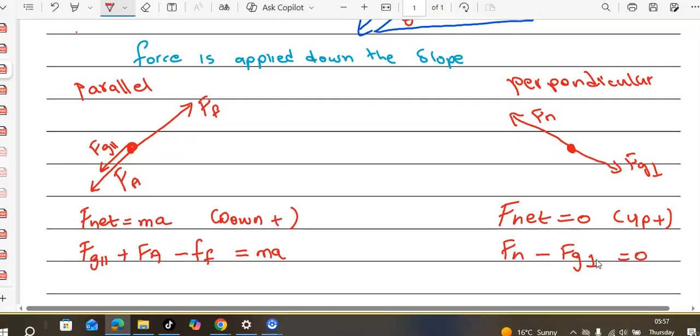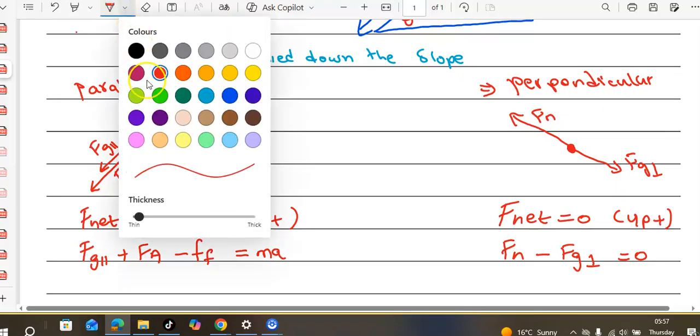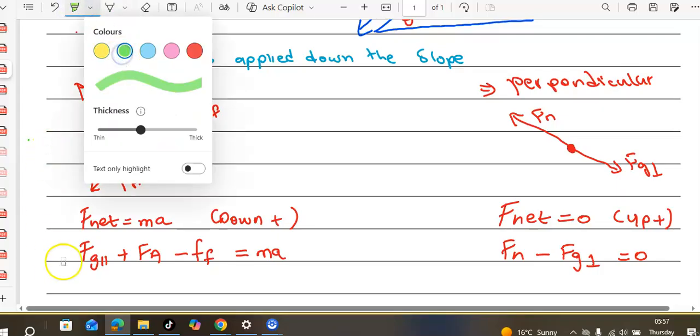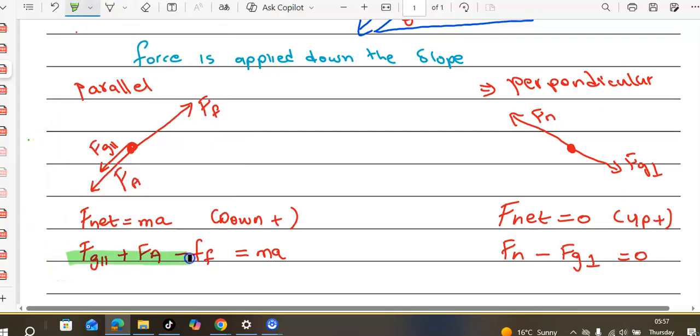So this is the formula that we're going to use for perpendicular forces, and this will be the formula that we're going to use for horizontal forces. So I think it's best if we highlight these formulas. Let's highlight them like this, because when we do examples, we're going to come back to these formulas, okay?